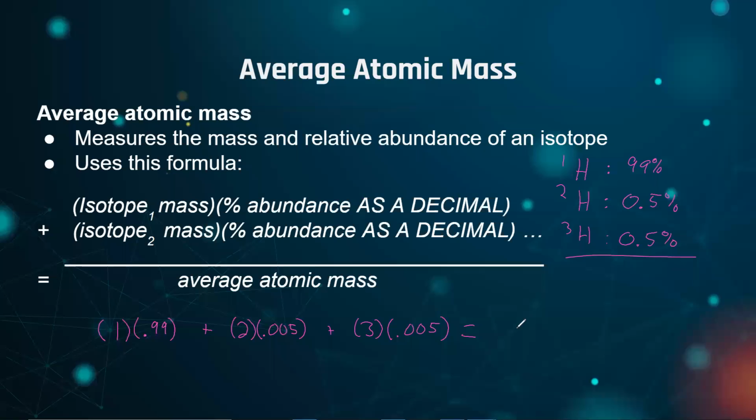If we do that math real quick, we get an average atomic mass of 1.015, which is not exactly what it says on the periodic table because I didn't use the real exact percentages, but we're pretty close to the average atomic mass of hydrogen on the periodic table. So again, that's how you're going to use that formula: isotope mass times its percent abundance as a decimal, followed by isotope mass times its percent abundance as a decimal, etc.